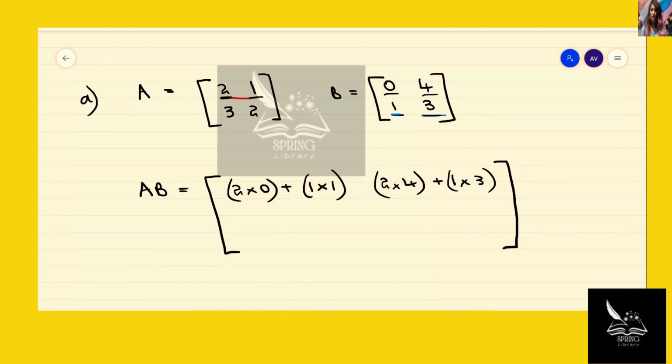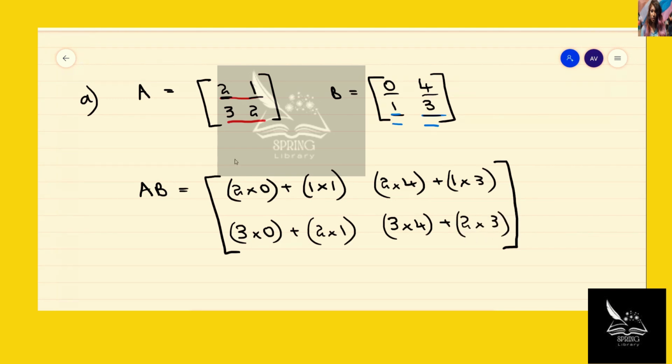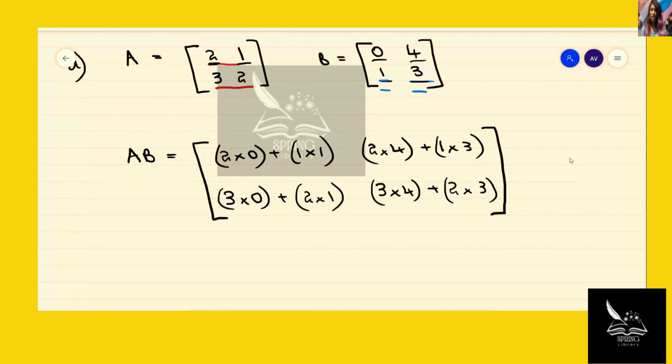Now let's move on. We are going to next take the second row of the matrix A, and we are going to do the same thing. We are going to first multiply and add it with the first column of B and then with the second column of B. So we will have 3 times 0 plus 2 times 1, and when multiplied with the second column of B, it would be 3 times 4 plus 2 times 3. So this is how we would find the product AB of the matrices A and B.